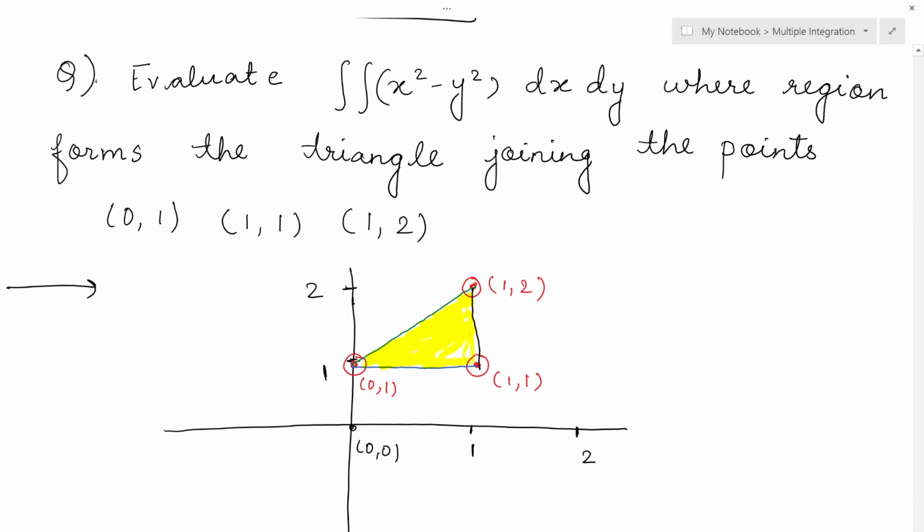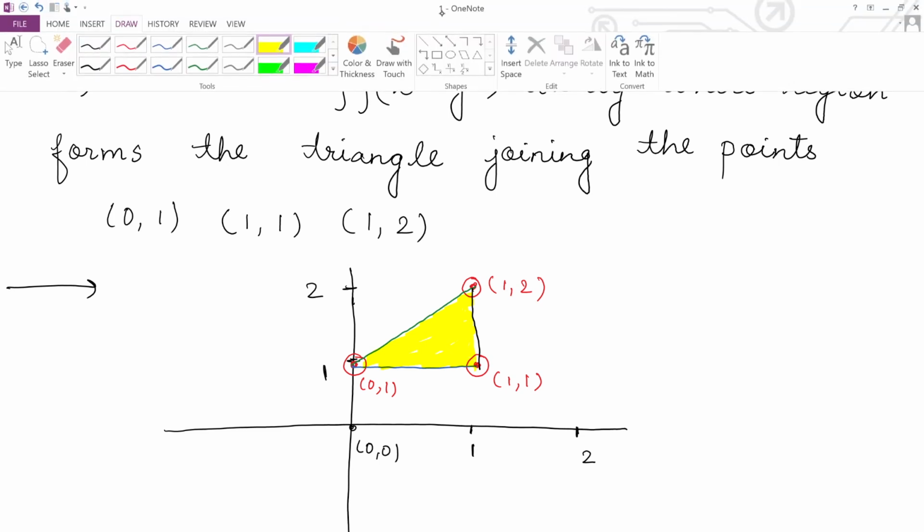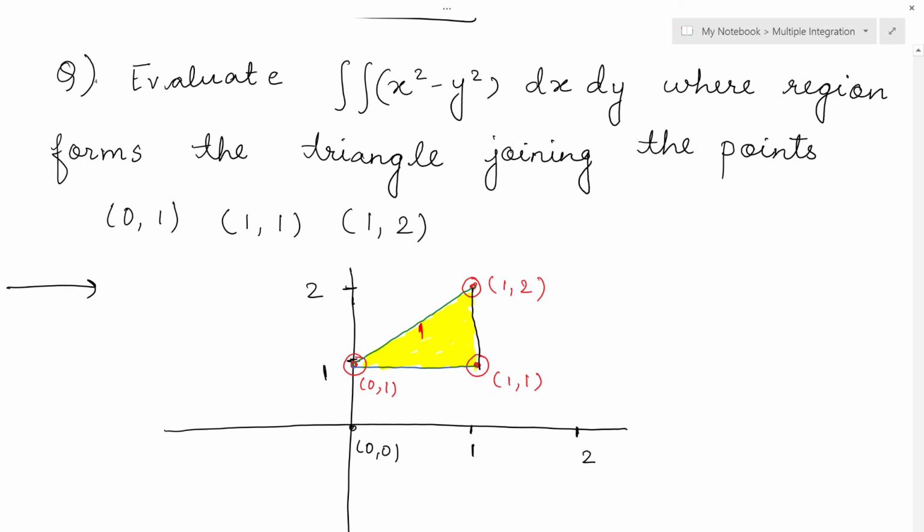I need to find the double integration over this triangle. So now I will consider a strip parallel to the x-axis or parallel to the y-axis. That is your choice. Let me take a strip parallel to the y-axis only. Now the strip touches this blue line down, but I don't know the equation of that line. The strip touches the green line up, but I don't know the equation of that line either.